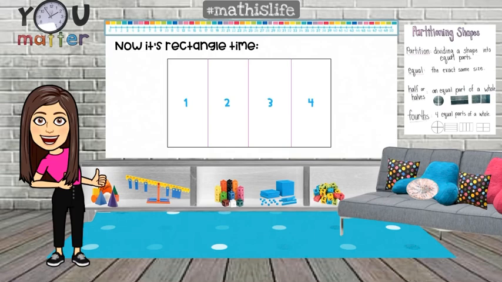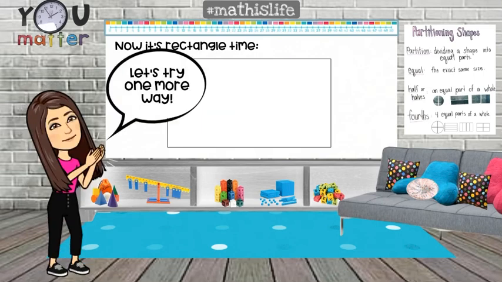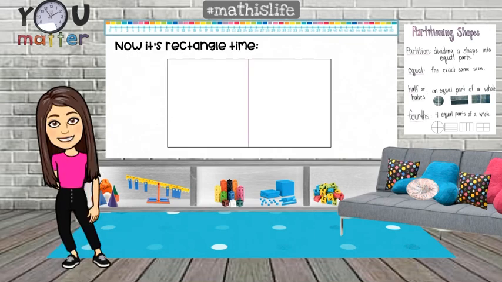Great job. And remember, it is super important that we label our pieces when we're getting started with fourths, just to make sure, because sometimes we make little mistakes and we don't even realize it. But when we go back and check our work, we can make sure we have 4 pieces and make any corrections if we accidentally made a mistake. Let's try one more way.